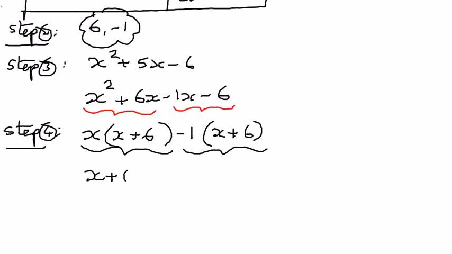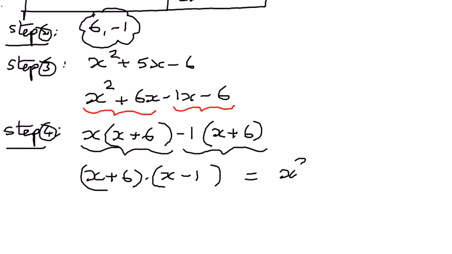X plus 6 is common between these two terms, so therefore I'm going to pull out x plus 6 as common, times, and I'm going to put another set of parentheses here. If I pull out x plus 6 as common, what is left? X is left in the first expression. If I pull out x plus 6 in the second expression, what is left? Negative 1 is left. So therefore, x plus 6 times x minus 1 is the factored form of the given expression.